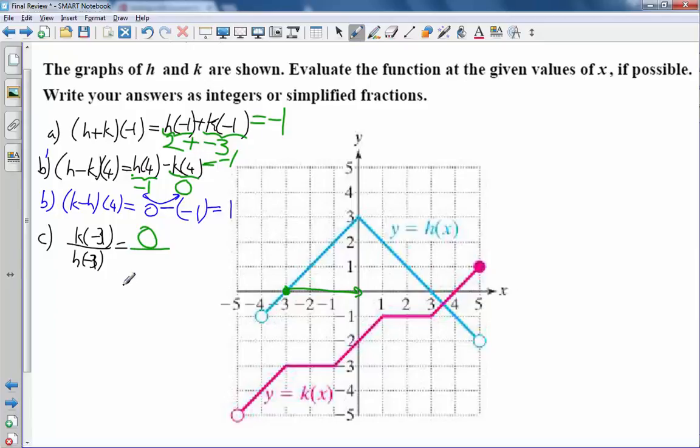No matter what you get, as long as the bottom is not 0, I know the answer is 0, but I need to make sure. H of -3. This time hit H, go right. It's 0. 0 over a non-zero number is 0. I think the blue line's h, so it'd be undefined. I do keep doing this in the wrong order, yes. Yeah, the whole story changed now.